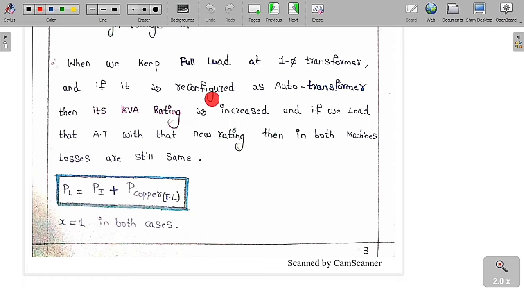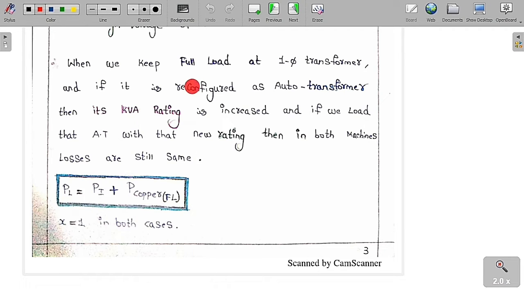Whenever we keep a full load on a single phase transformer, and it is reconfigured as an auto transformer, its KVA rating is increased. If you load that auto transformer with the new rating, the losses in both machines are still the same. The loss is equal to iron loss plus copper loss at full load, and X is equal to 1 in both cases.